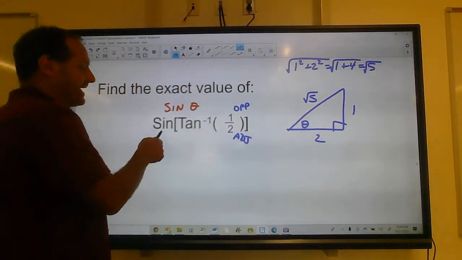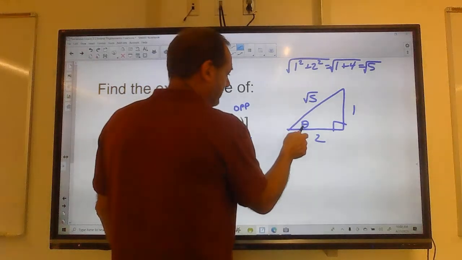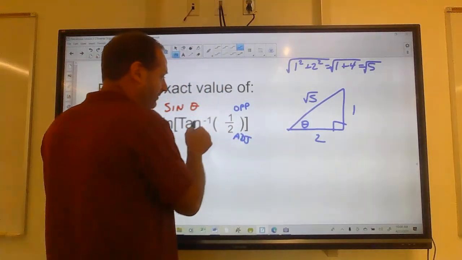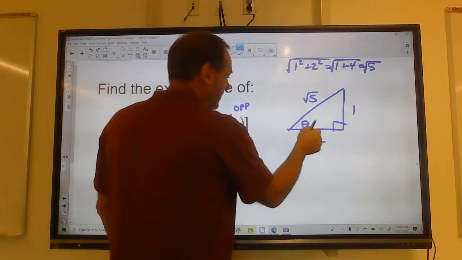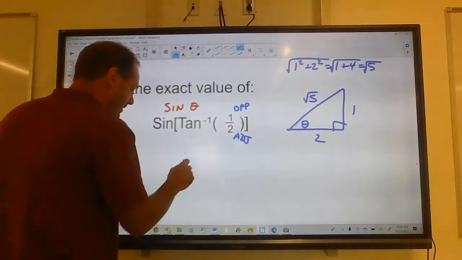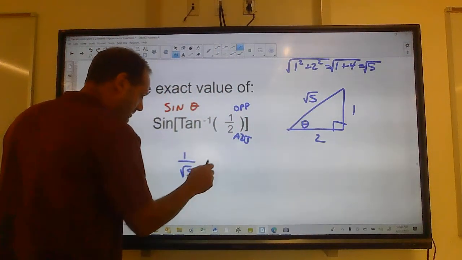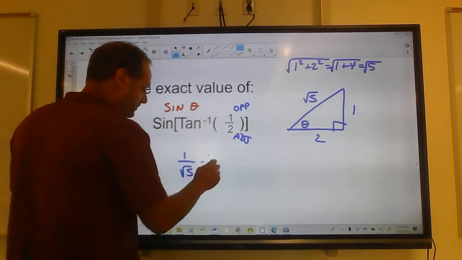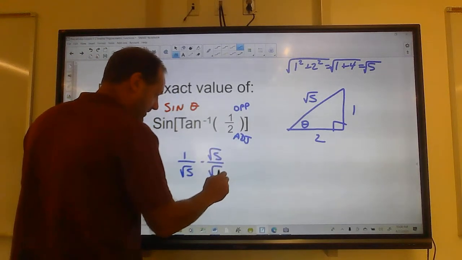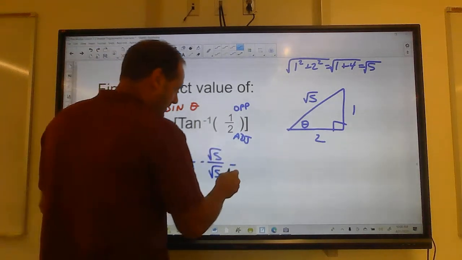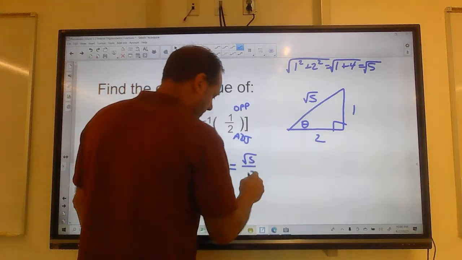Now, I need to sine that. So what's the sine of this angle? Because this is an angle, remember. Well, the sine is the opposite over the hypotenuse, which I need to rationalize because that's got a square root on the bottom. So that's going to end up being square root of 5 over 5.